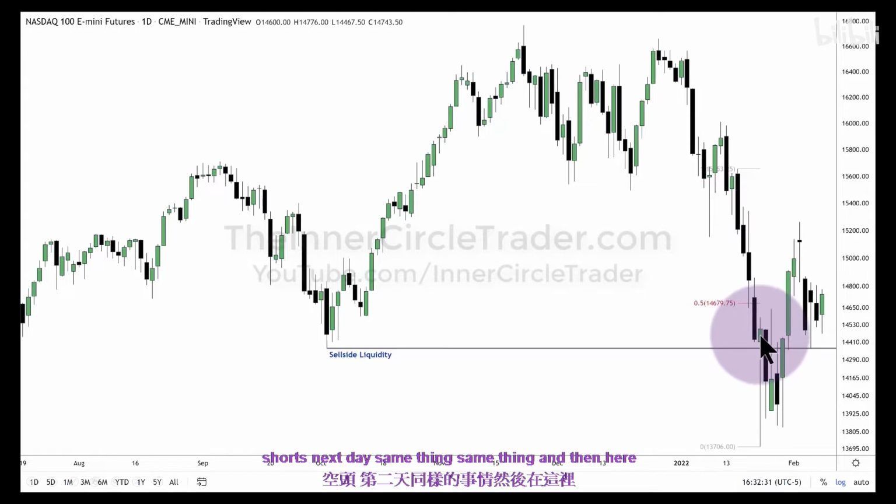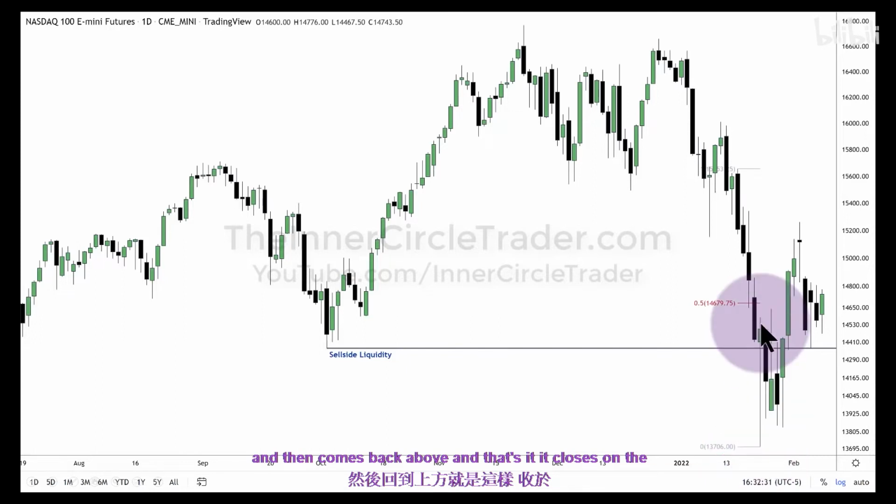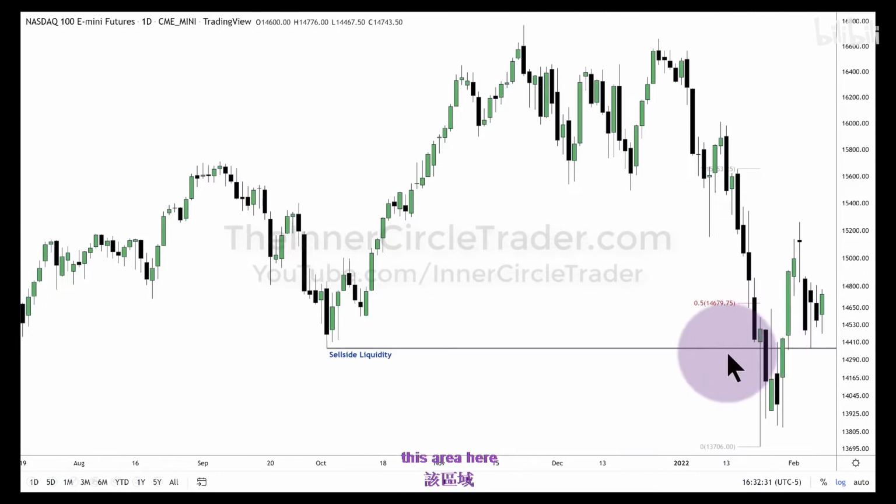Next day, same thing. And then here, it opens and trades down below the low and has a huge expansion move, and then comes back above, and that's it. It closes near the high of the day, or midpoint of the body in this area here. Is there a lot of up-close candles during that bias being bearish? No.